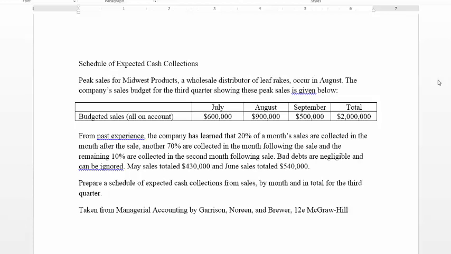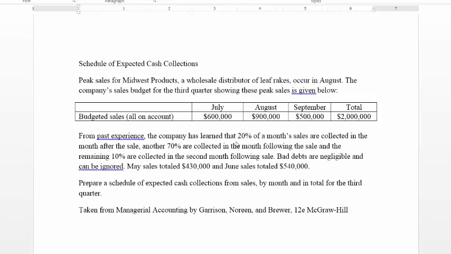So I'm going to show you an example here of a company who has the sales information for July, August, September. They're also going to give us the sales information for May, 430,000, and June. And what they'd like for us to do is figure out the third quarter cash collections month by month. So they want us to do July, August, September. They want us to tell them how much cash will be collected in each month in that quarter. So let's look at their information.